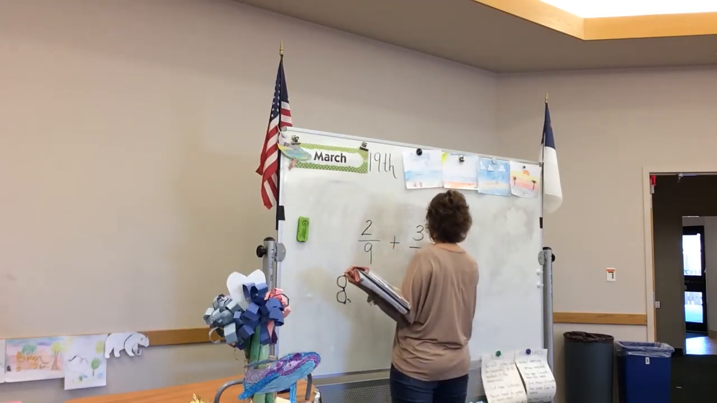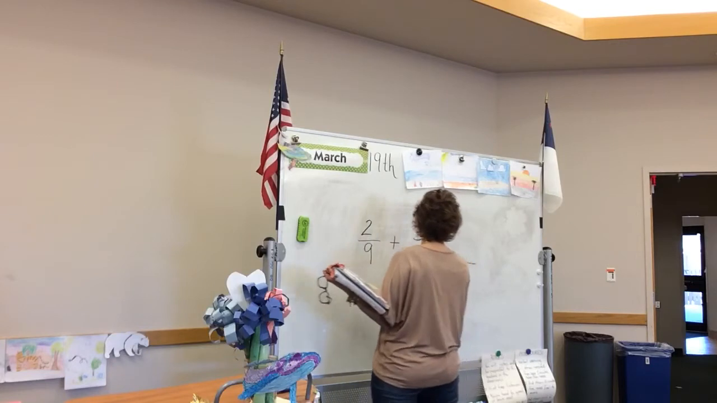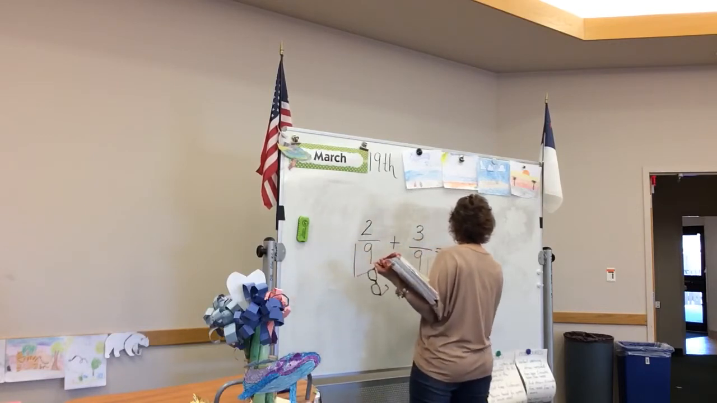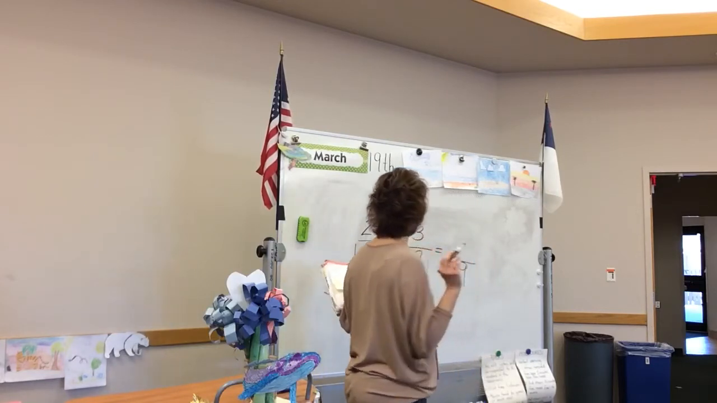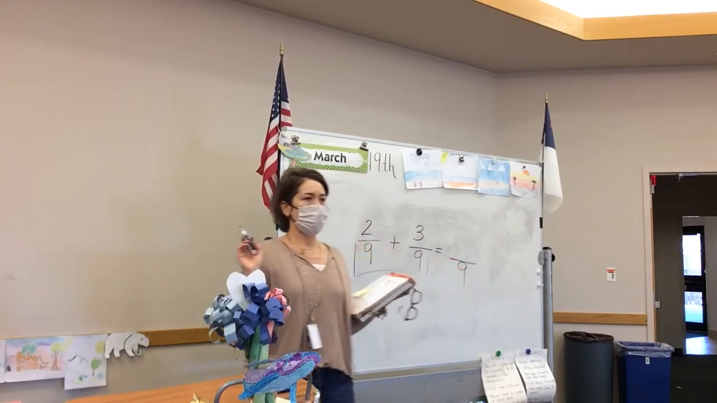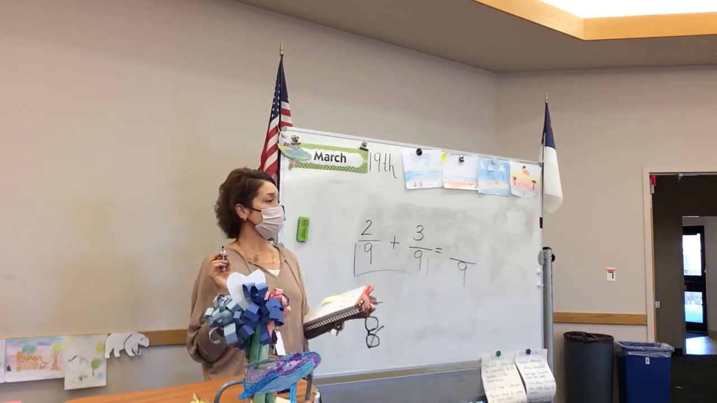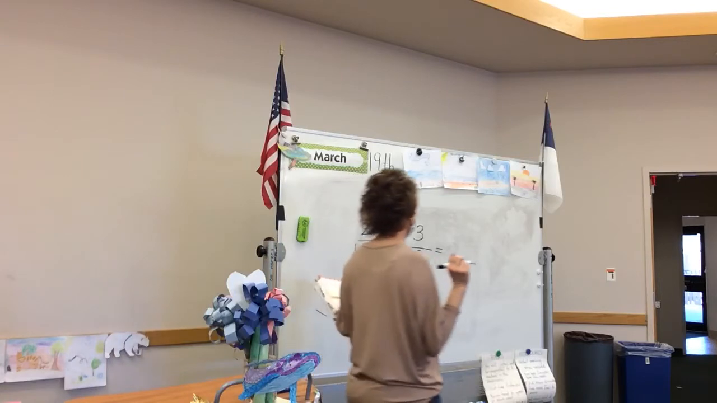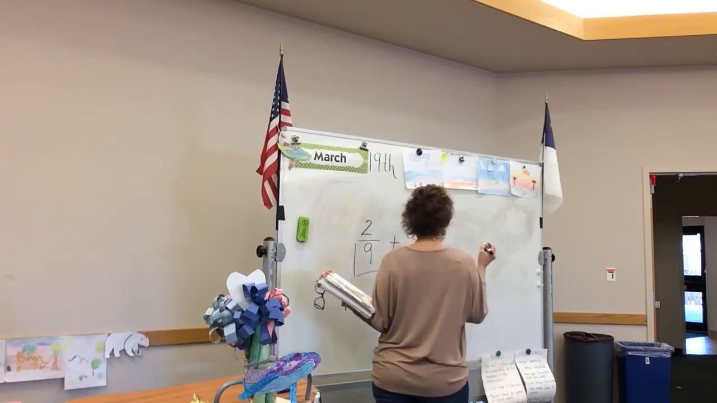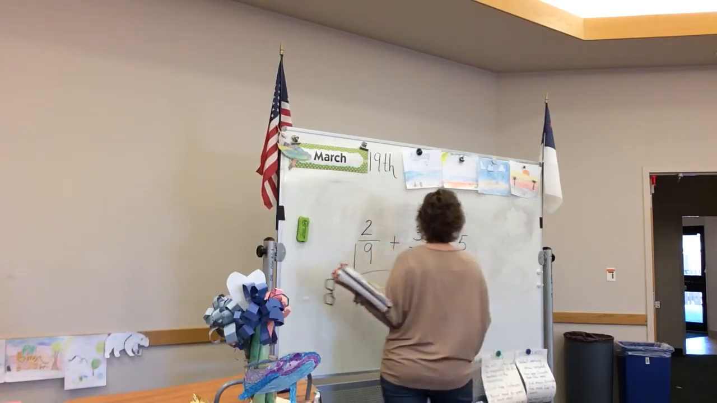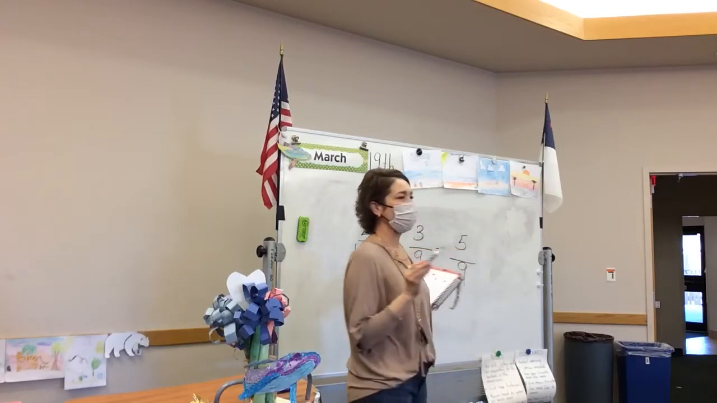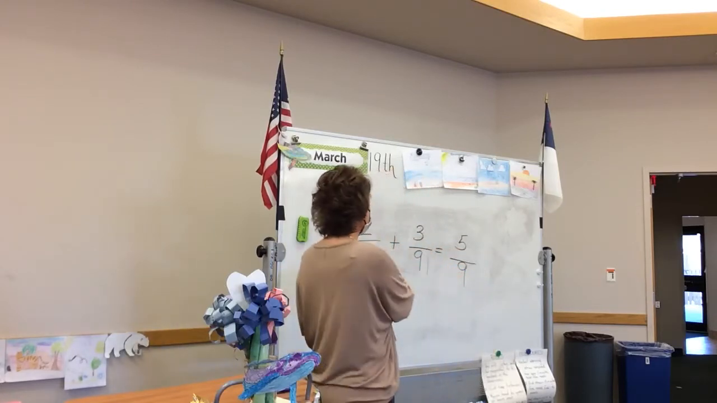Do we change the 9? Nope. What do we do with the numerator? McKenna. And what would it be? 5 ninths. Very good. 2 plus 3 is 5. 5 ninths.